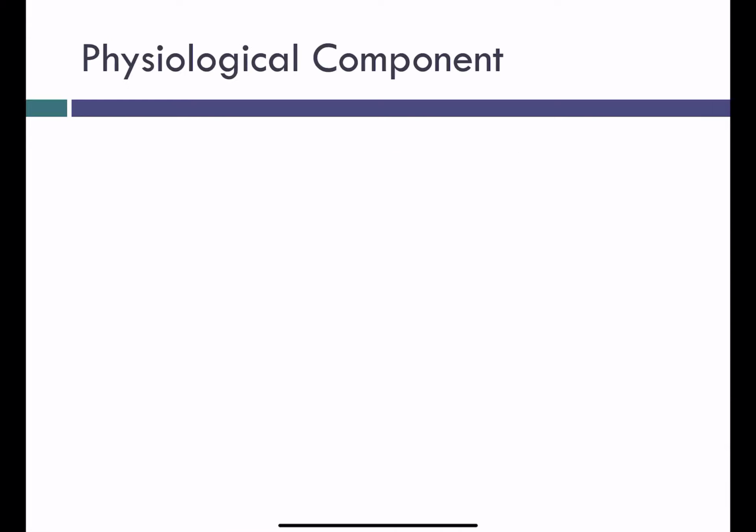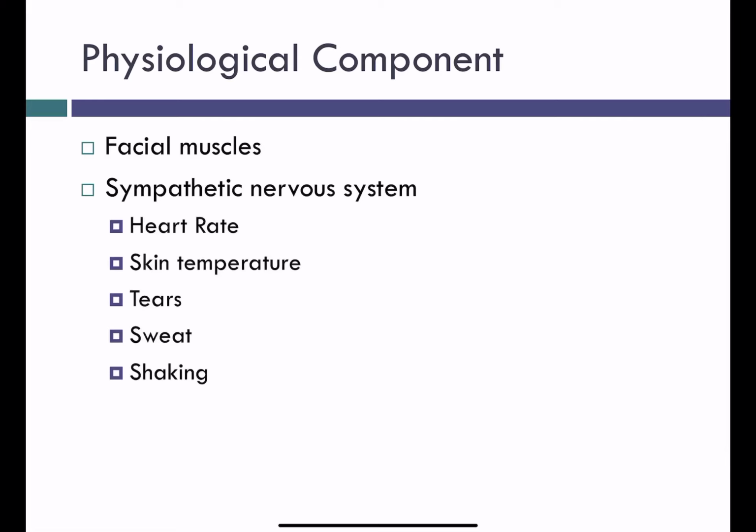There are also significant physiological components to emotions. So we have the facial expression of our emotions, but also our sympathetic nervous system. If we go back to chapter 2, remember that the sympathetic nervous system comes into play when that fight-flight system kicks on. So it includes things like changes in heart rate, changes in skin temperature, tears, sweating, shaking. So it's not just that mental feeling, there are physiological components that go with emotions as well.